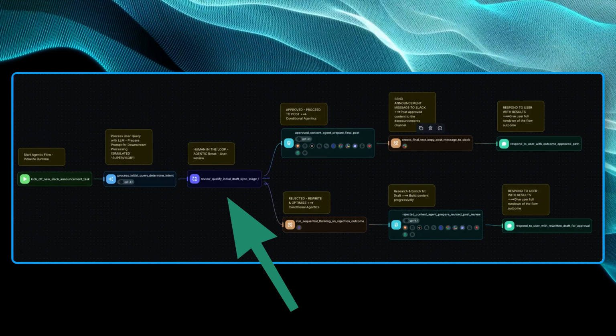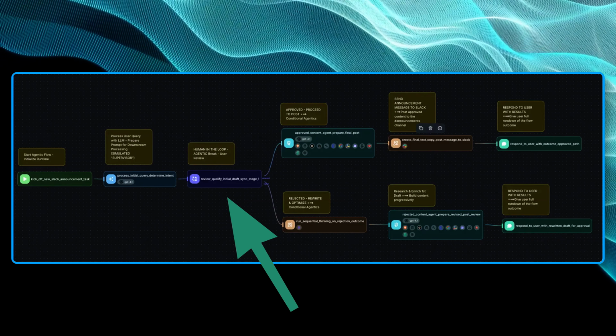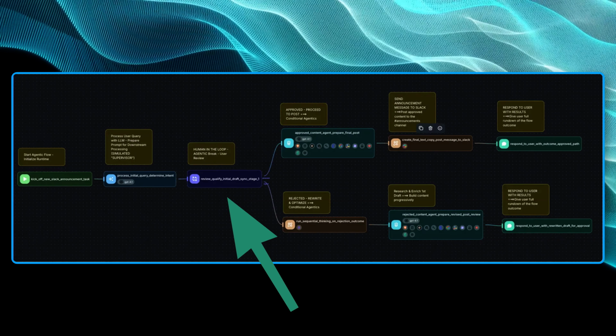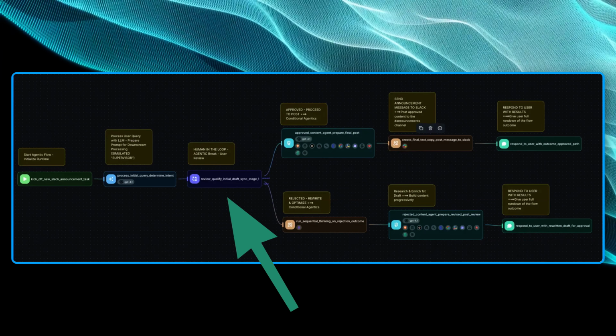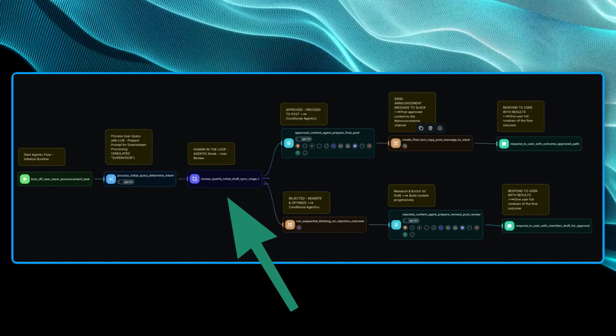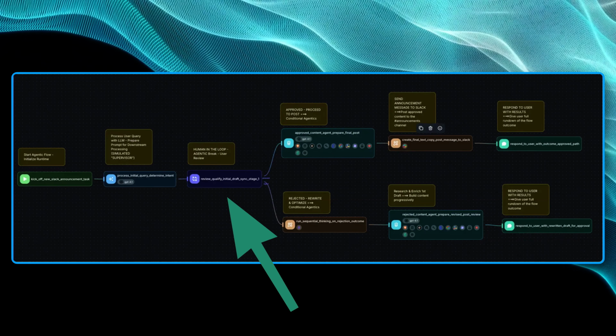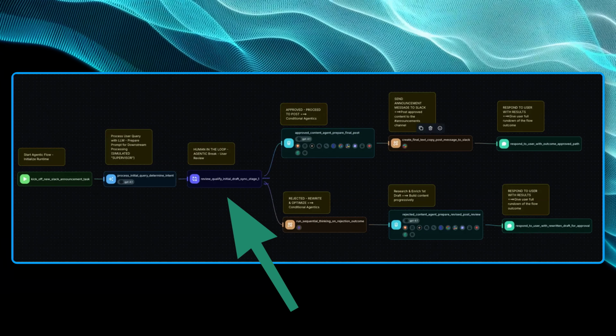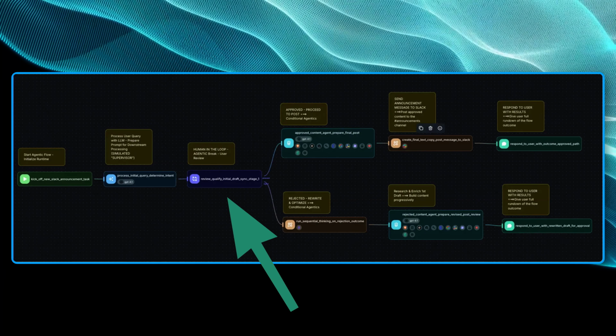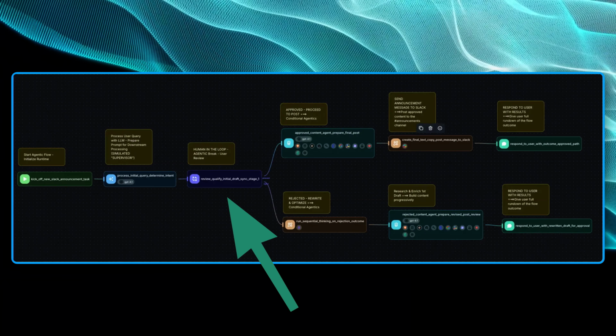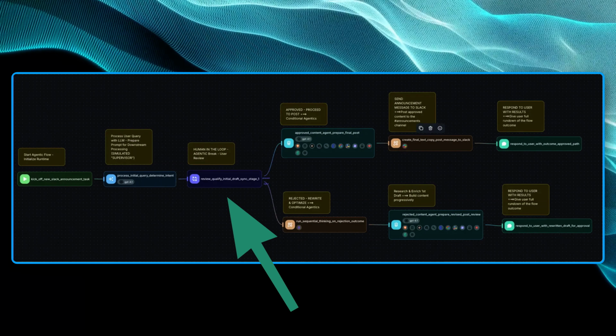Okay, next we have the human input node, and this is where Flowise Agentflow shines. We can now pause the flow for human review, letting a human moderator evaluate the response and decide whether to accept or reject the material that has been created in previous steps.